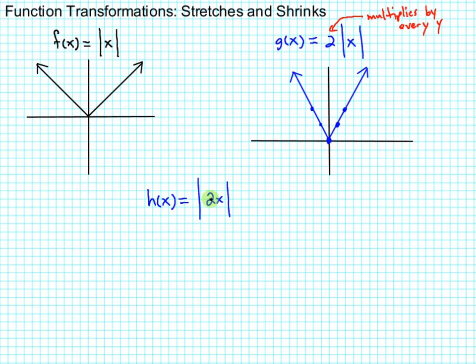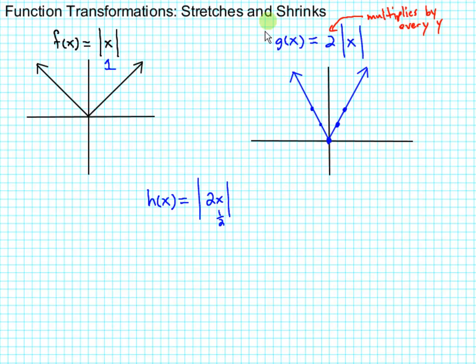Now this one's a little tougher. We're multiplying the x by 2. And so, again, anytime I'm doing something with x, I need to think, okay, how do I get the same x value, or the same value inside as I had in the original function? So up here, if I want a 1 inside the absolute value, x would just have to be 1. Down here, if I want a 1 inside the absolute value, x would have to be 1/2.